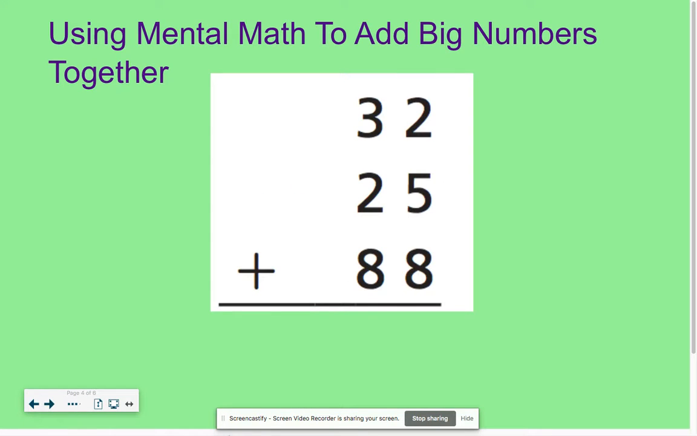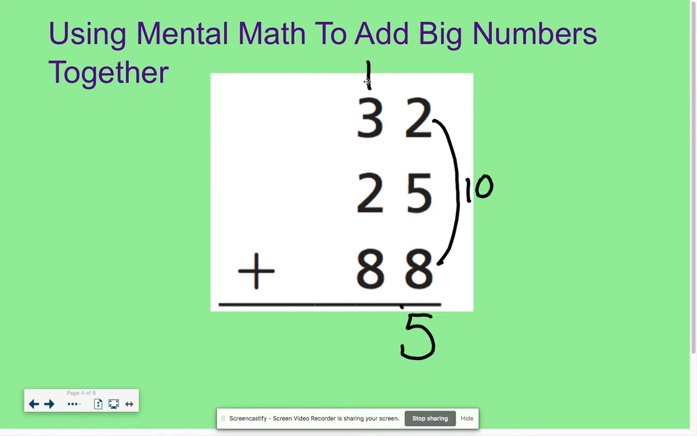Let's talk about how to use some mental math to add up big numbers. Now, sometimes the best bet is to not be adding a whole bunch of numbers together at the same time. But you can add numbers that make sense together first, like 2 and 8. If I combine 2 and 8 right away, I get 10. That is a quick fact. And then I'm left with a 5. So 10 plus 5 is 15.